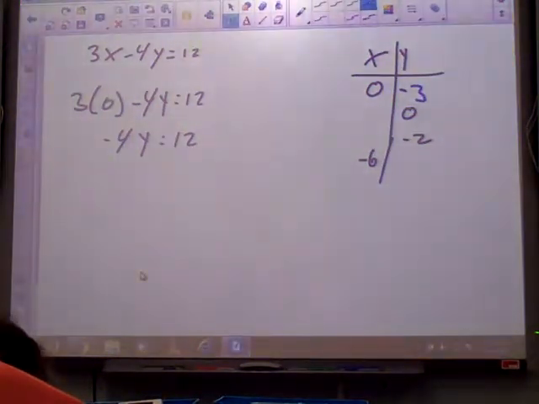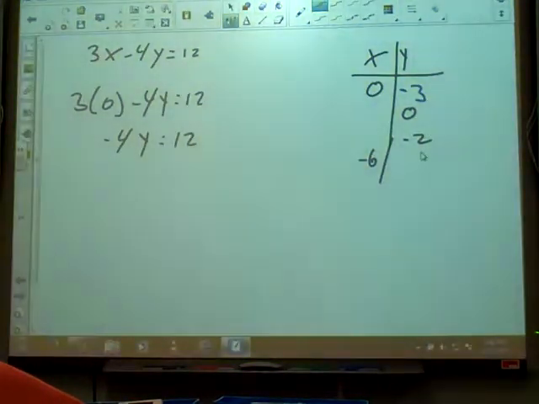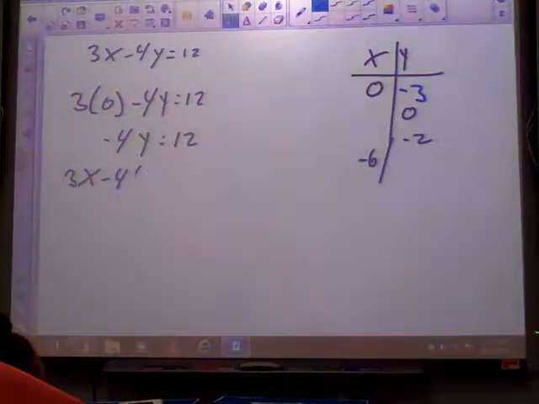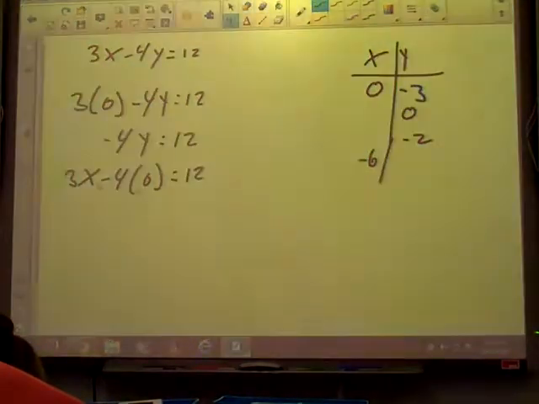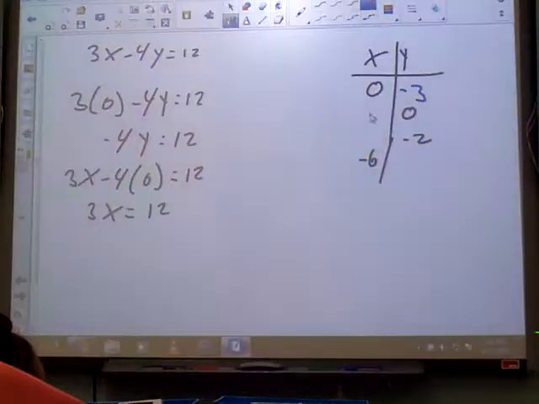Now I've got my second one to solve for. It says y equals 0, so be careful and make sure you plug it into the right variable. That's about the only place you can mess this up. My y equals 0, so I have 3x minus 4 times 0 is equal to 12. 4 times 0 is 0, so 3x is equal to 12, which means what's my x? 4. Very good.